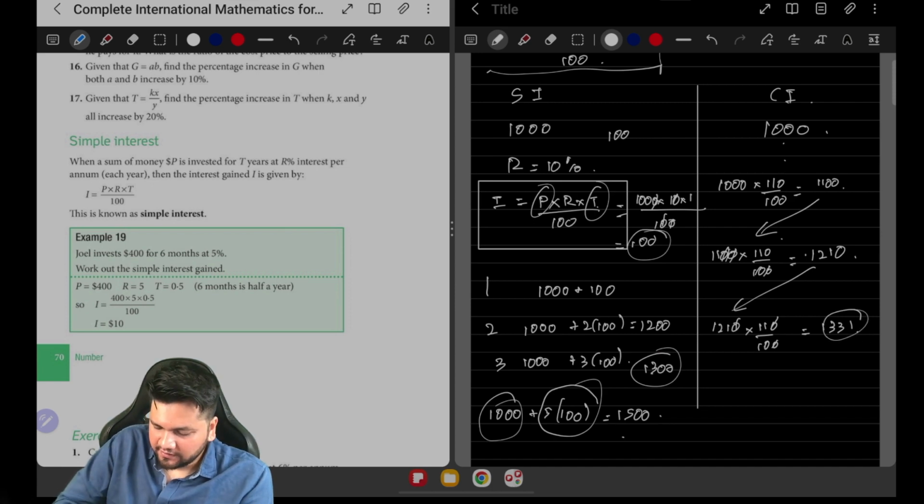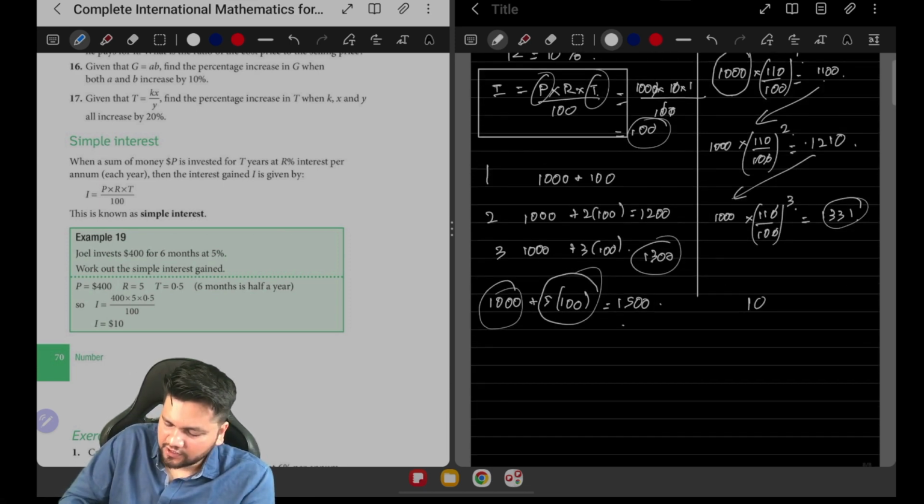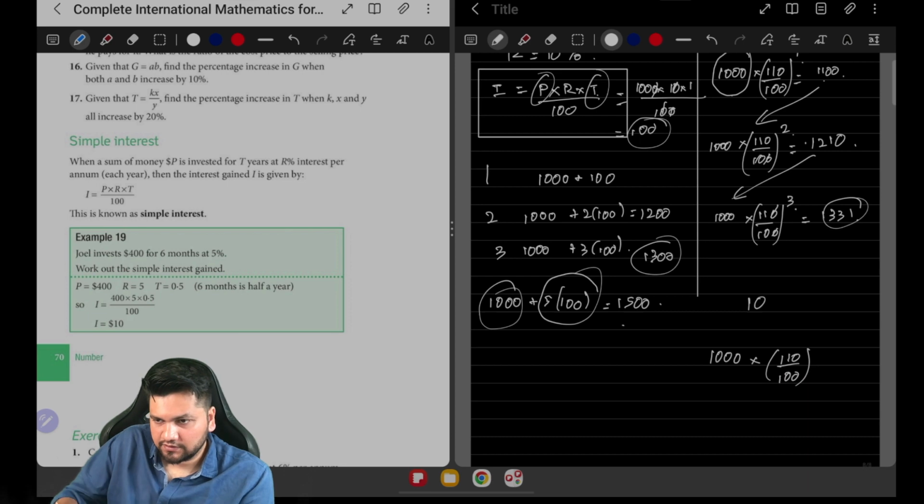Now if you see the pattern, comparing it with the principal amount, this is 110 by 100 to the power of 1. This was 1000 into 110 by 100, but this time it's going to be 1000 into 110 by 100 to the power of 2. Next it's going to be 1000 into 110 by 100 to the power of 3, and so on. So after, let's say, 10 years, how much would the amount be? It's going to be 1000 into 110 by 100, because that is the multiplier, to the power of 10. That is what the value will look like. Whatever it is, you can use a calculator.